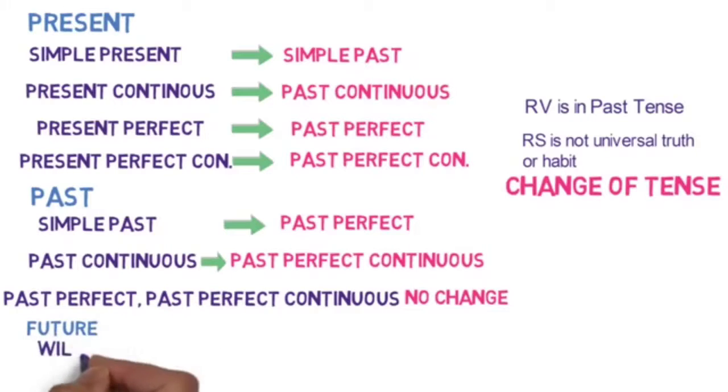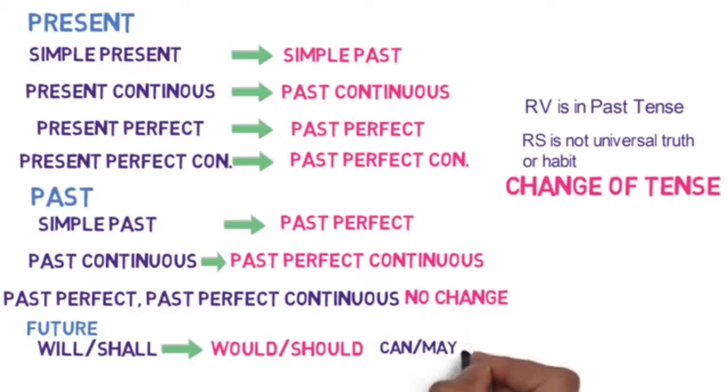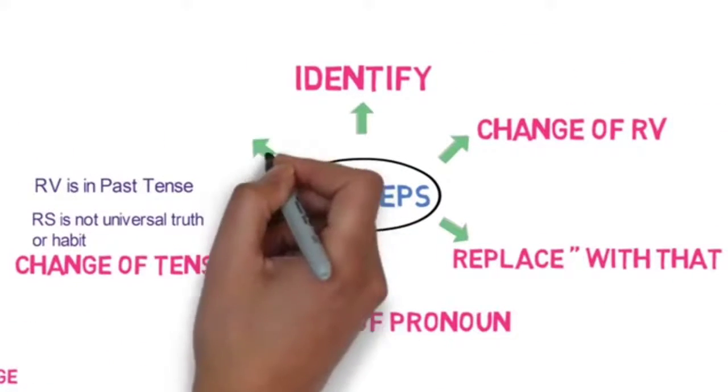In future tense, will or shall will be converted into the past tense form like would or should. And modal auxiliary verbs like can or may will be converted into could or might. These are the changes of tenses which will occur in the sentences.